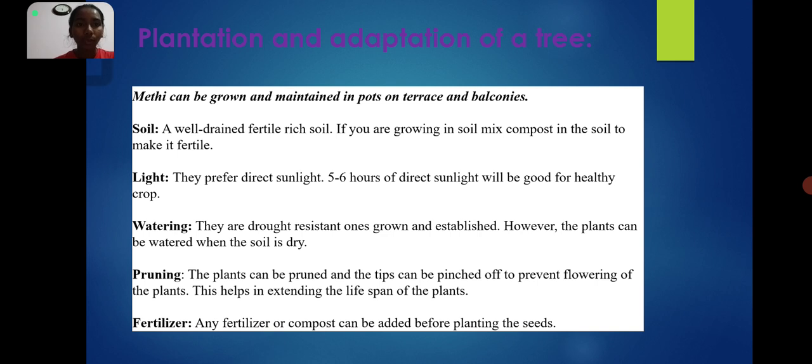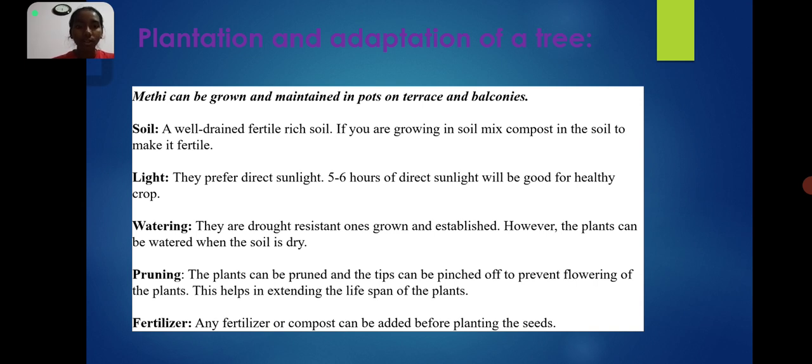Methi can be grown and maintained in pots and on terraces or balconies too. The soil for this should be well-drained, fertile, rich soil. If you are growing in your soil, mix compost in the soil to make it fertile. Light: the preferred is direct sunlight. 5 to 6 hours of direct sunlight will be good for a healthy crop.